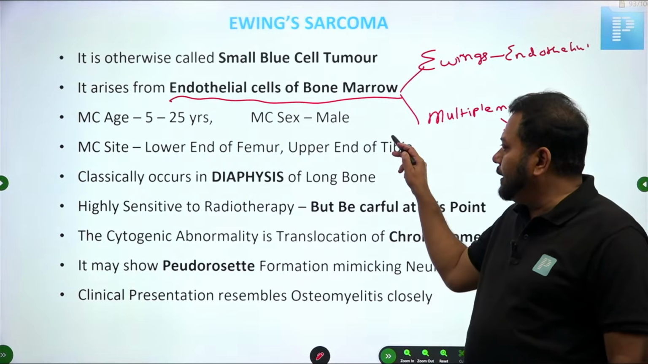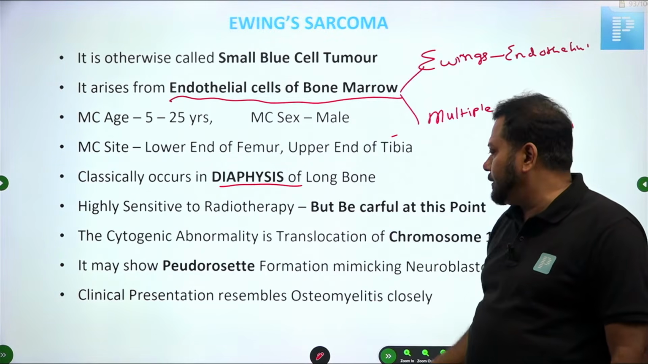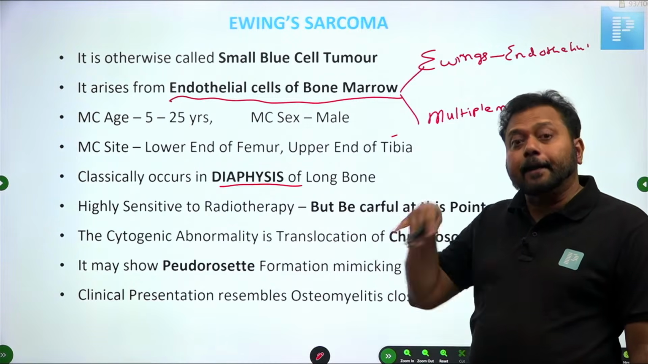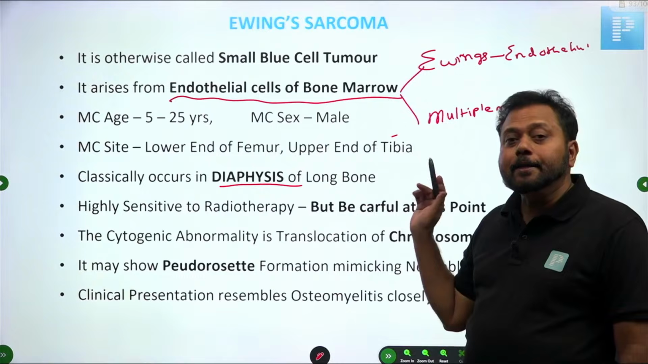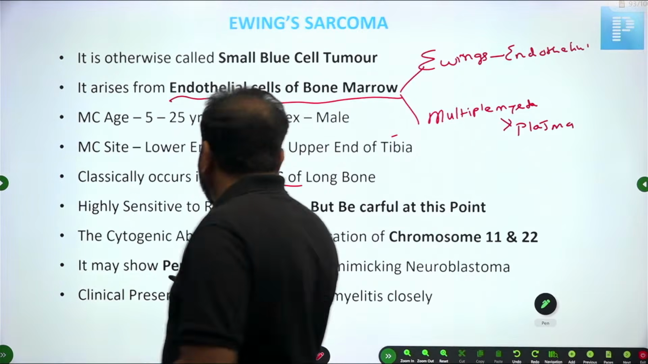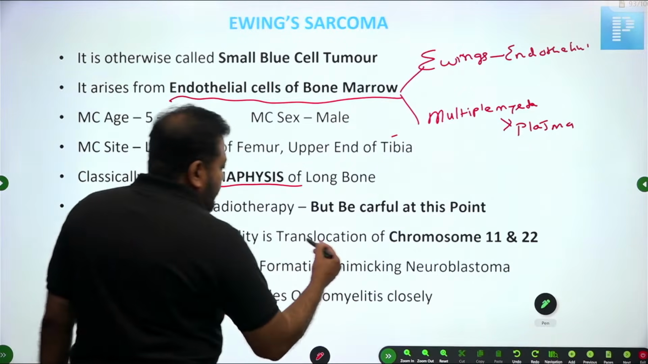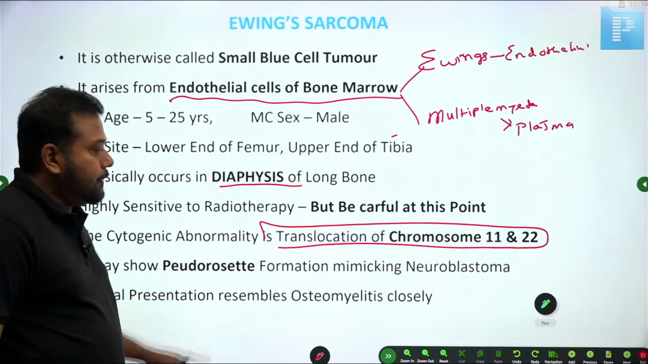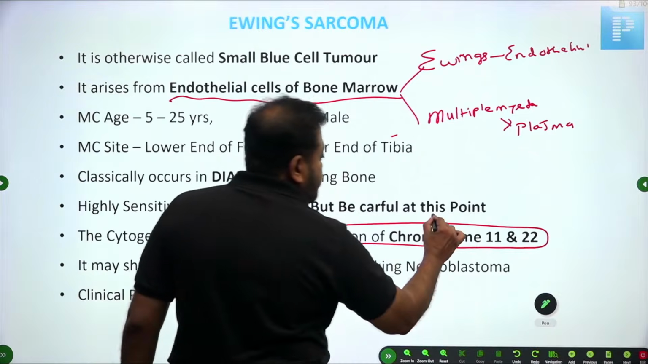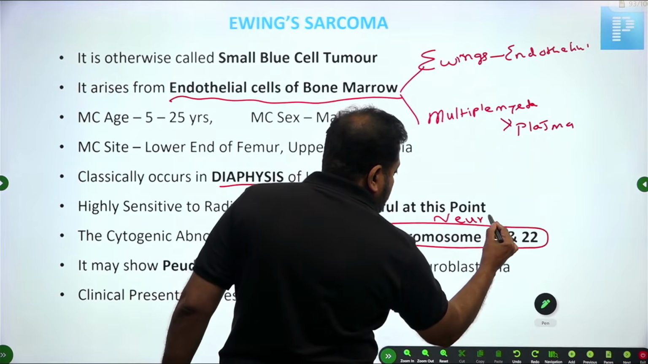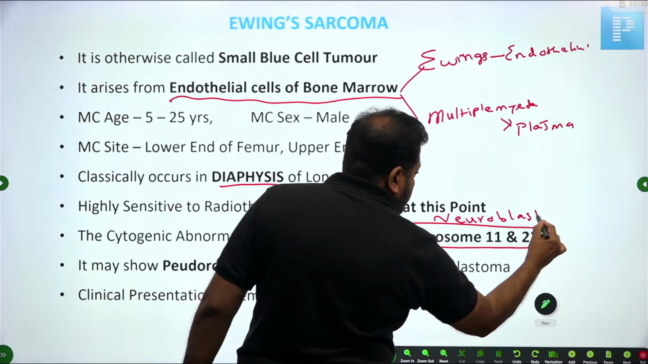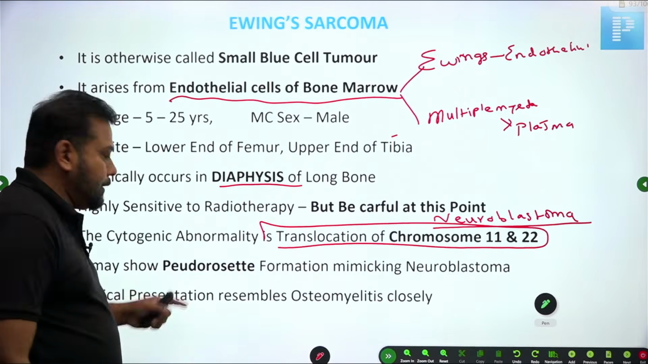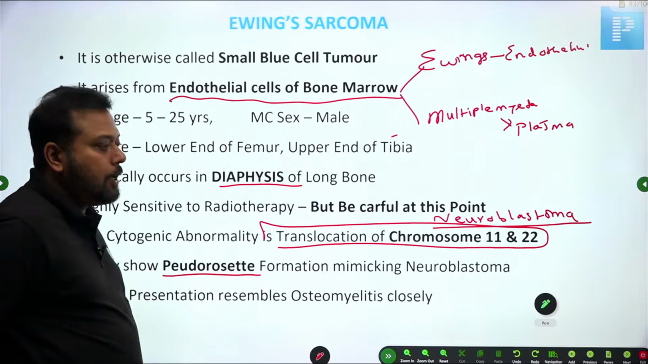Most common site, again, knee joint. It arises from diaphysis. Highly radiosensitive tumor. It will melt with radiotherapy. Again, recurrence will come. So treatment of choice is only surgery. See, yes, there is a cytogenetic abnormality. Asked question: there is translocation of chromosome 11 and 22. The same chromosome as neuroblastoma. And this gives what's called a pseudo rosette.